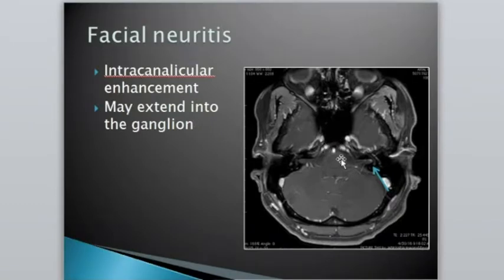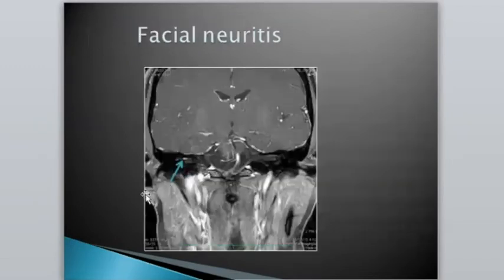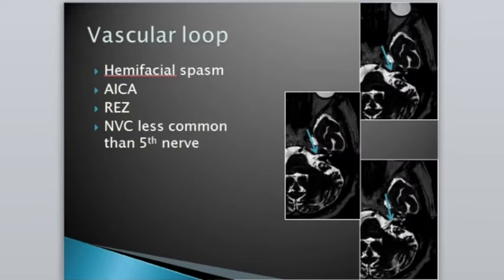Facial neuritis, sometimes patient presents with Bell's palsy and patients come to image this, and what we see is enhancement in the intracanalicular segment of the 7th nerve. Well seen on the coronal image, the facial nerve is on the top and the 7th-8th nerve complex below. So you can see that enhancement there.